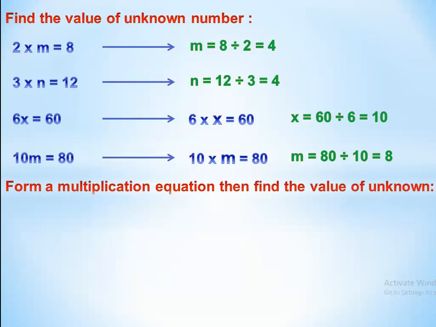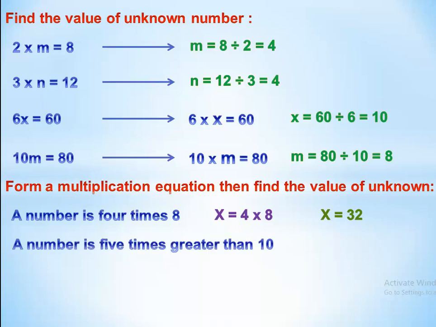Form a multiplication equation, then find the value of the unknown. Let's see. A number is 4 times 8. A number, we can represent it by any letter. x equals 4 times 8. So x equals 32.